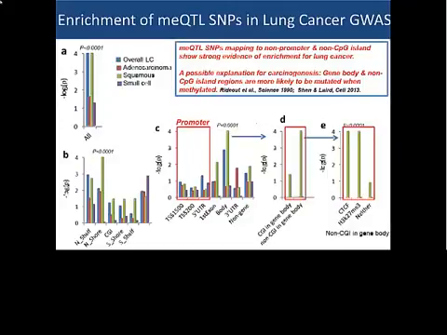So these analyses show that the methylation QTL SNPs mapping to non-promoter gene regions and the non-CpG island regions show very strong evidence of enrichment for lung cancer risk. For the traditionally important regions, our data do not support such enrichment.